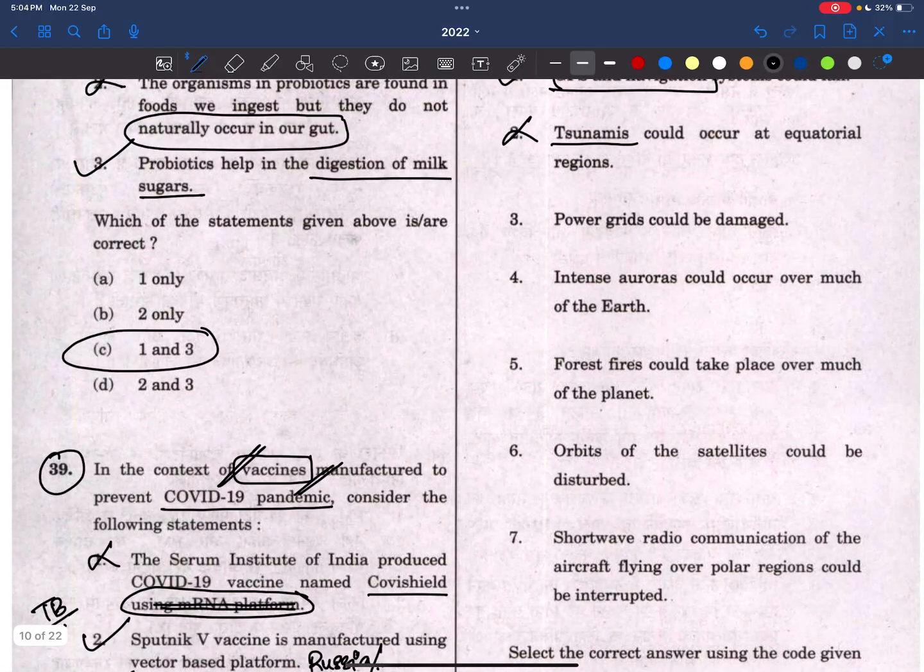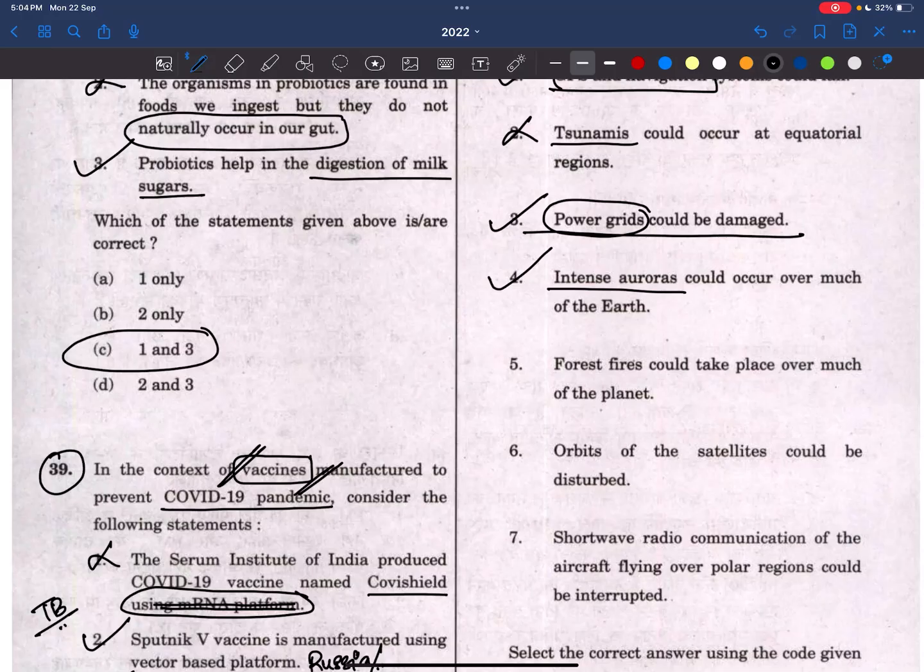Right? Now see, power grids could be damaged. Yes. Electricity is also part of electromagnetic radiation only. So interference will be there here. So 3 is true. Intense auroras. See, we know auroras occur because of ions interacting with the Earth's electromagnetic field. Right? Now, solar flares are also getting added. So auroras will be intensified. Yes, this is also true.